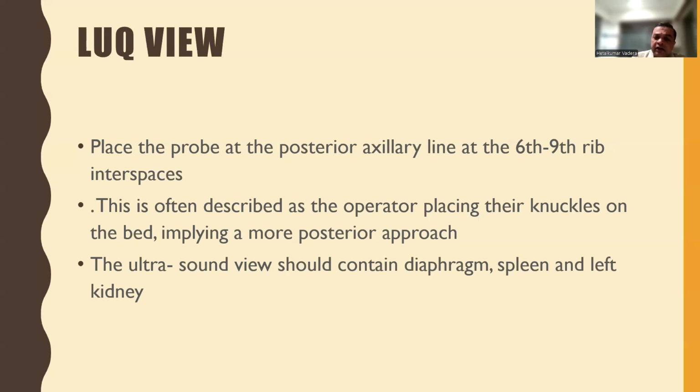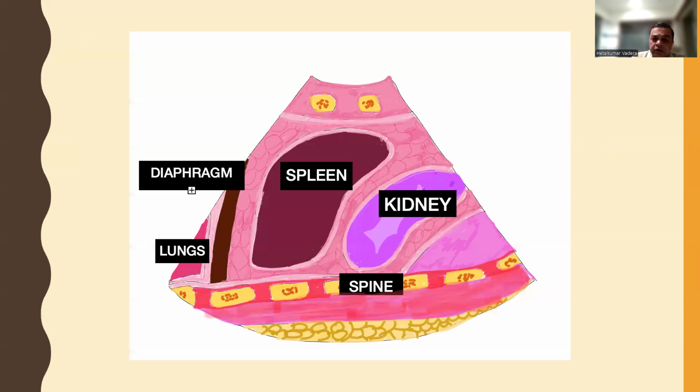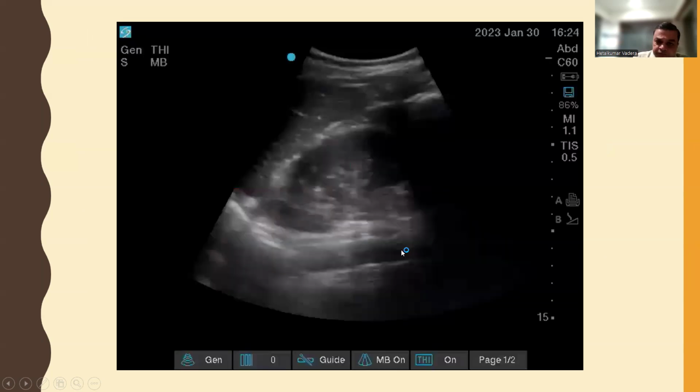The ultrasound view should contain the diaphragm, spleen, and the left kidney. So here you can see this is the spleen, this is the kidney, and this is the diaphragm, and this is the left lung. Again, the spine is also seen. So this is the picture, and we are looking for the fluid here or here.